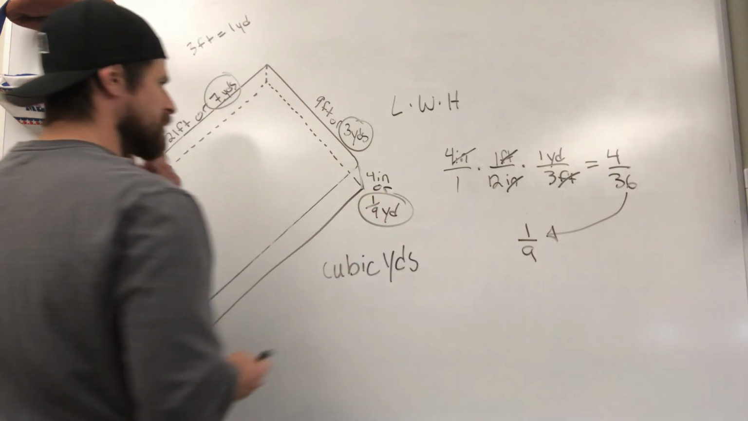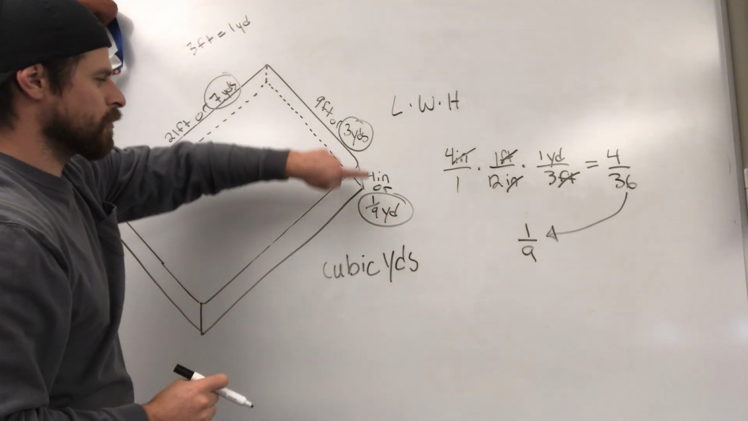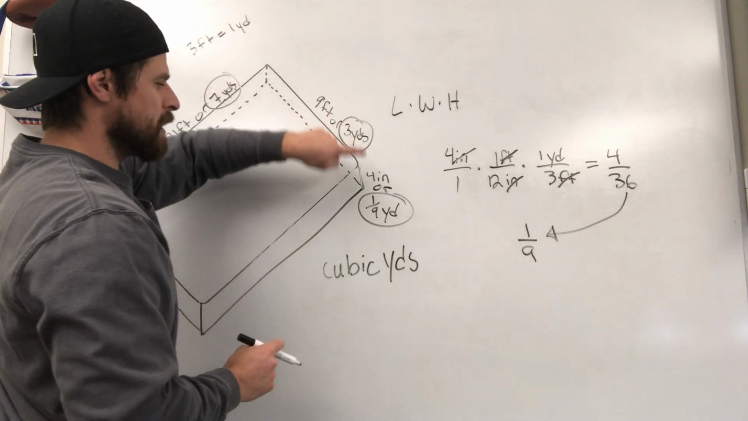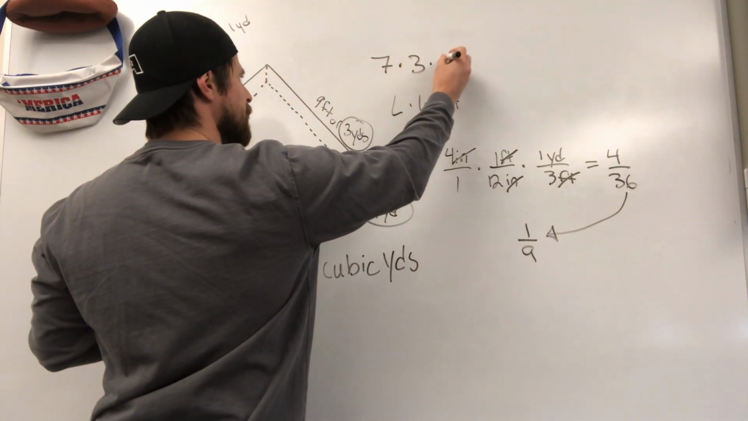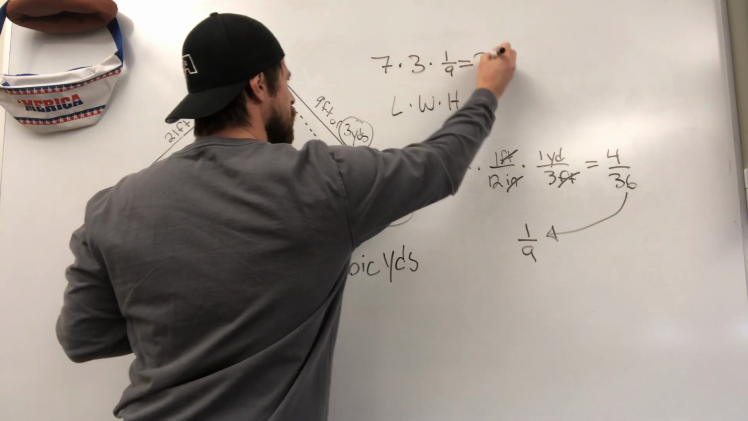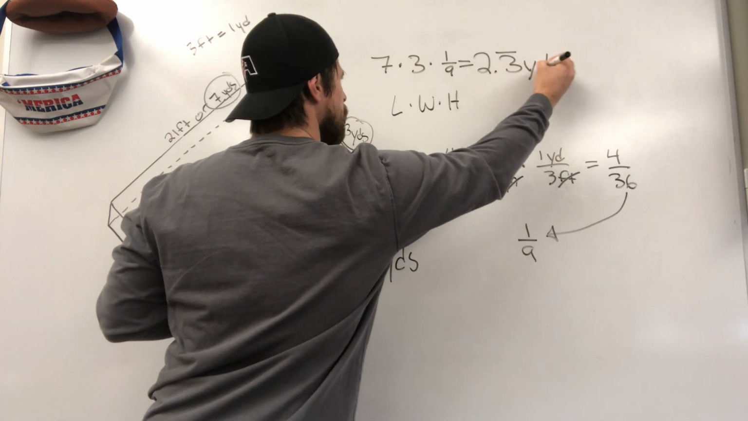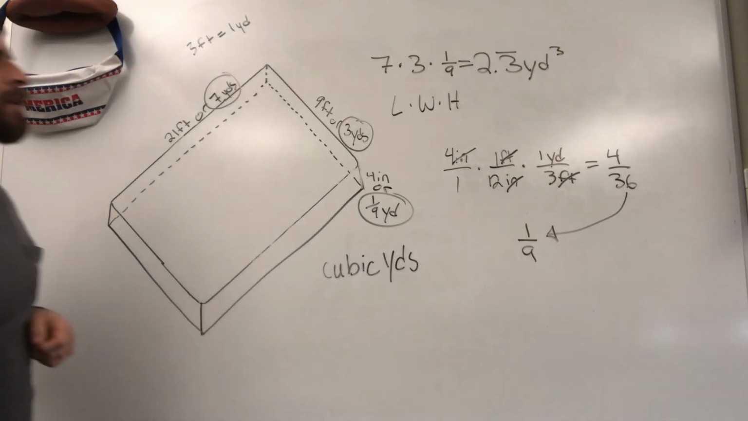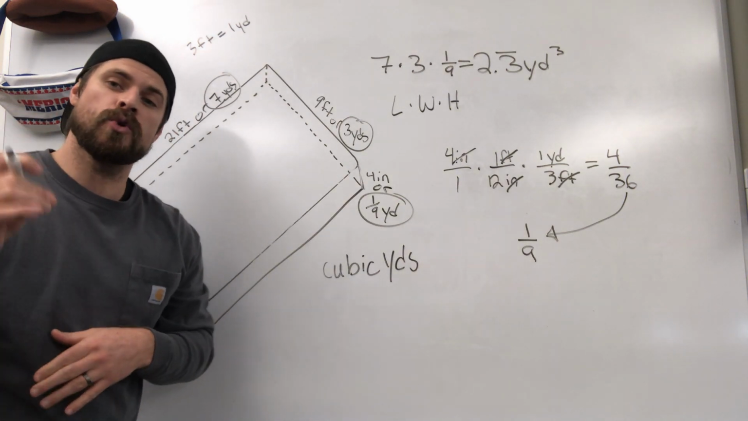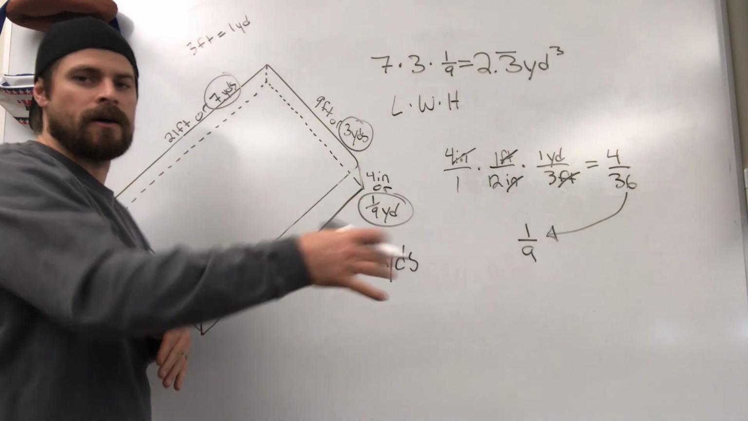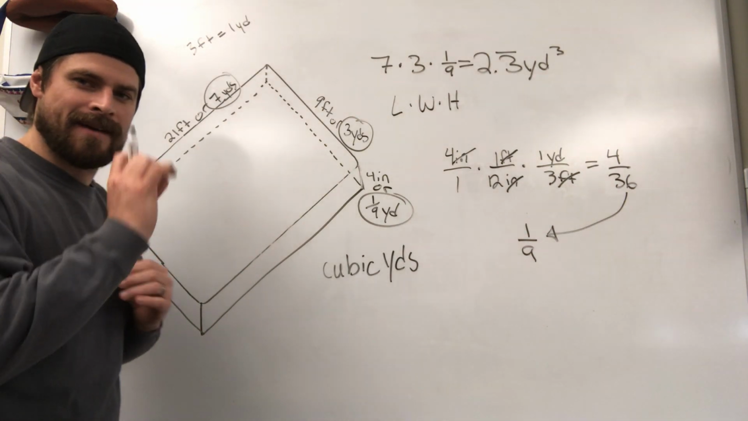Now, all we need to do is multiply our length times our width times our height, which is what I have circled right here. 7 times 3 times 1/9. And you are left with 2.3 repeating cubic yards. So when he goes to the store, what does he want to tell them? He's going to want to tell them he wants 2 1/3 cubic yards thrown in the truck. That will fill this hole exactly.